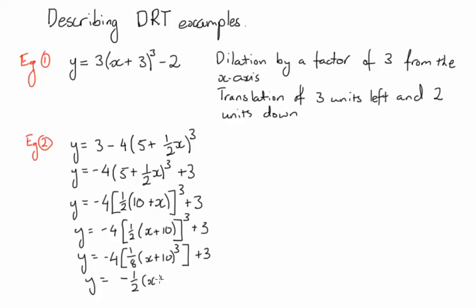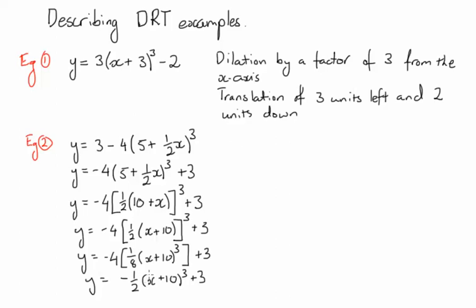And we get (x + 10)^3 + 3. This looks much friendlier. We can describe what's happening here. The original looked hideous; we'd be really struggling to describe all the transformations there. This looks much nicer. So let's describe the transformations.